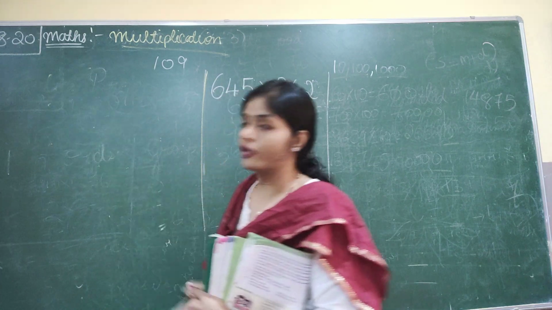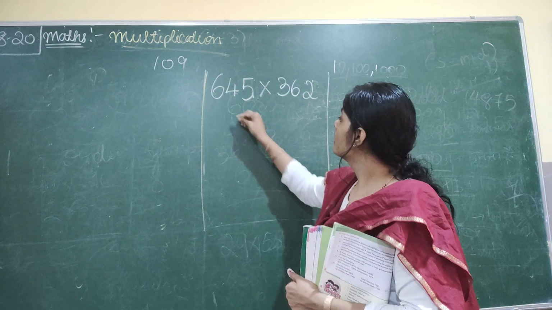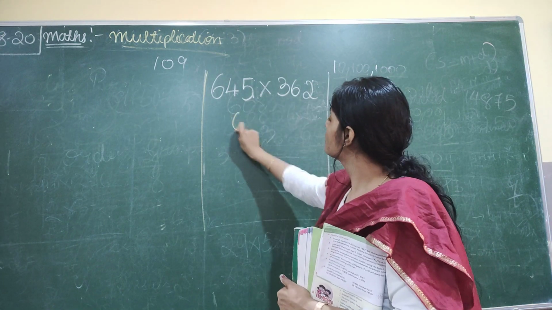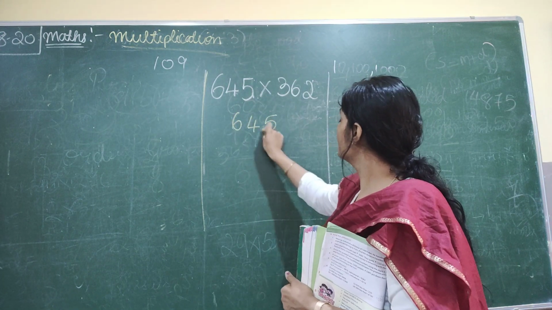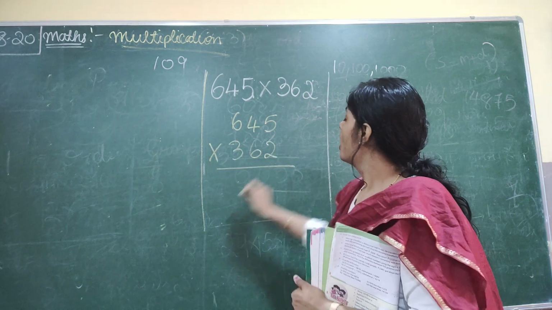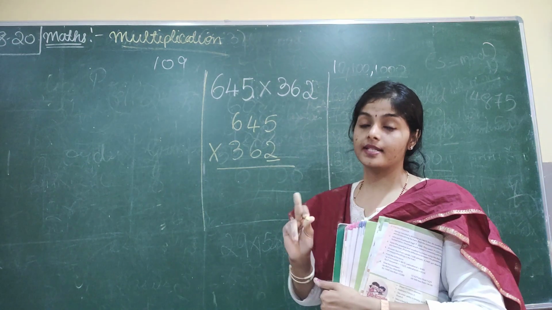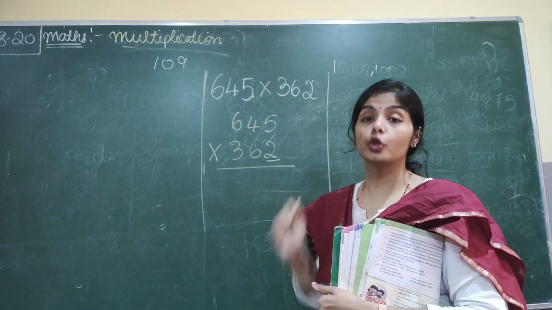we learned the names of the multiplication. Now we are going to work out a 3-digit number. So we multiply 645 into 362. How will you multiply? Multiply in the units place first. Take your first number 2.